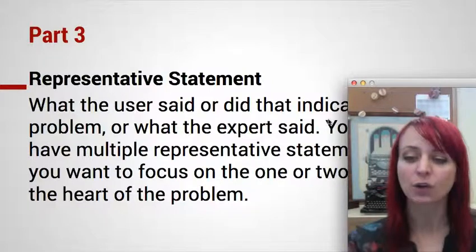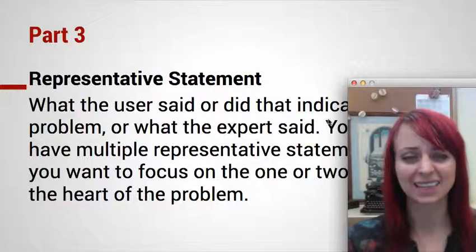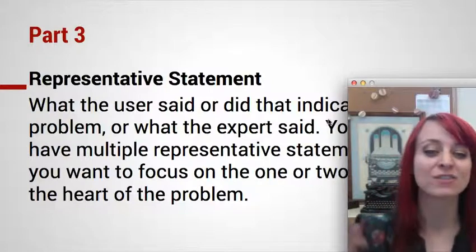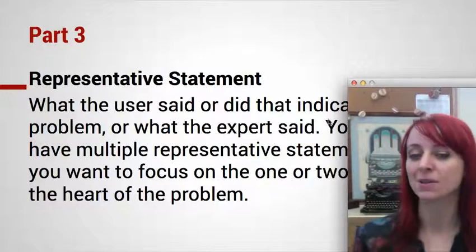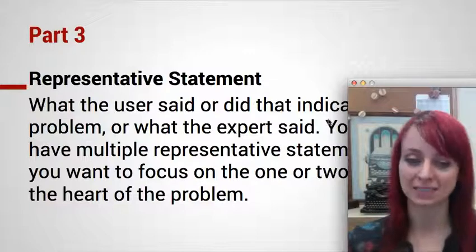So you should focus on 1 or 2 representative statements that get at the heart of the problem. Don't tell me every single little thing that told you this was a problem. Just give me something that represents that issue.